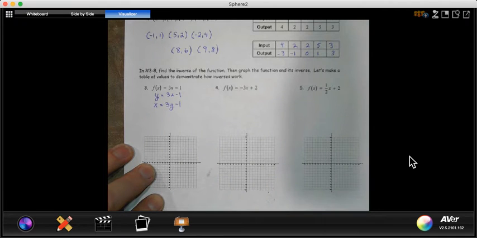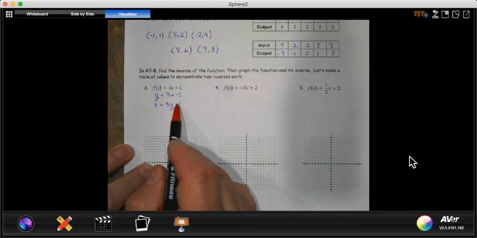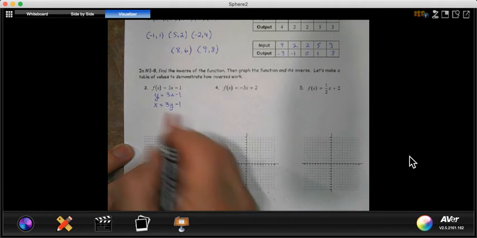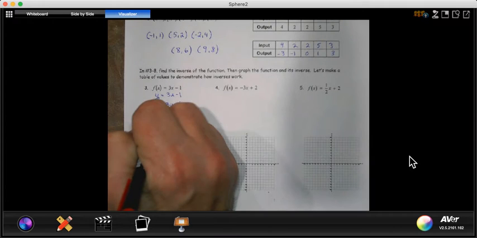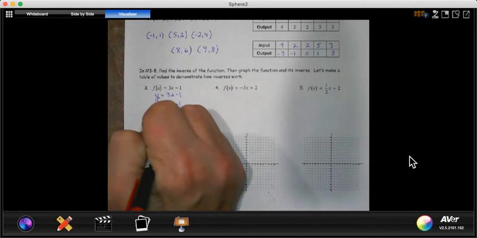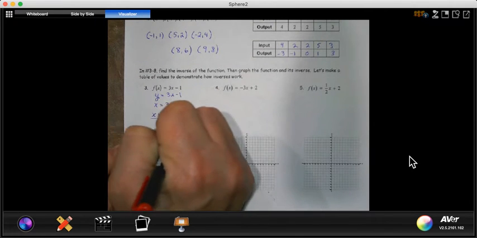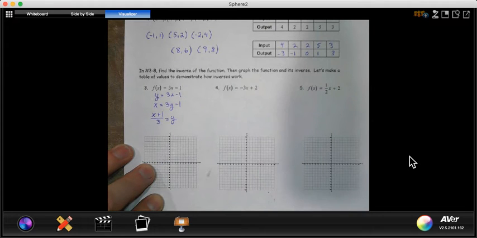And now I need to rewrite y. So we're going to unroll the order of operations. So you have to add 1 and then divide by 3. So we're going to add 1 and divide by 3, and that's my y value. Okay? Ooh, I don't have much room.